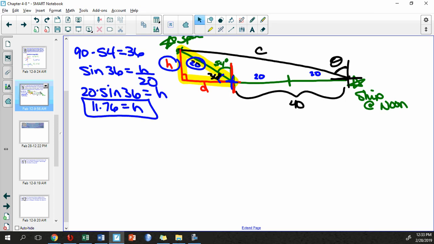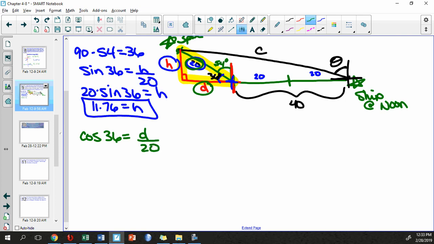Well, now I'm going to do this one in 20. What is that? Okay, cosine. So the cosine of 36 is equal to d over 20. So 20 times the cosine of 36 is equal to d. So this time, that is going to give me 16.18, I believe.